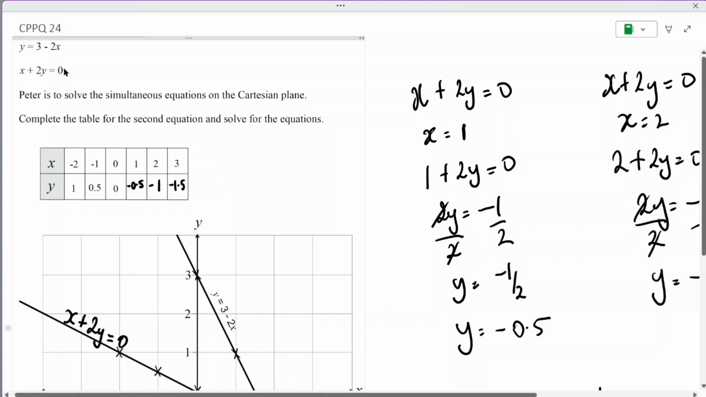If you solve this question using the substitution method or elimination method, you still arrive at the same answer. You can try it and see if you get the same answers for x and for y.